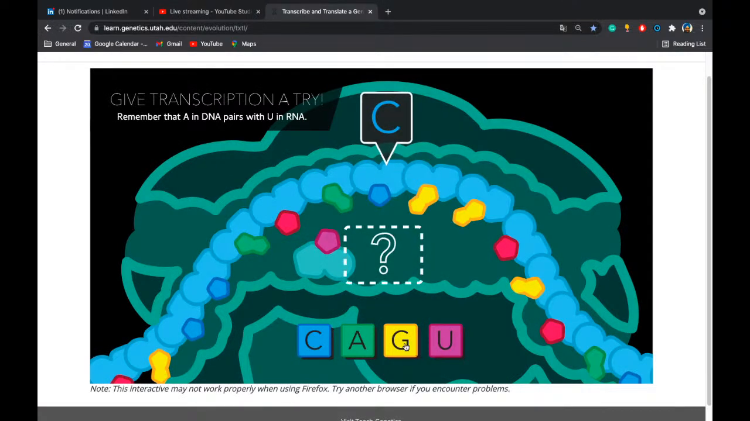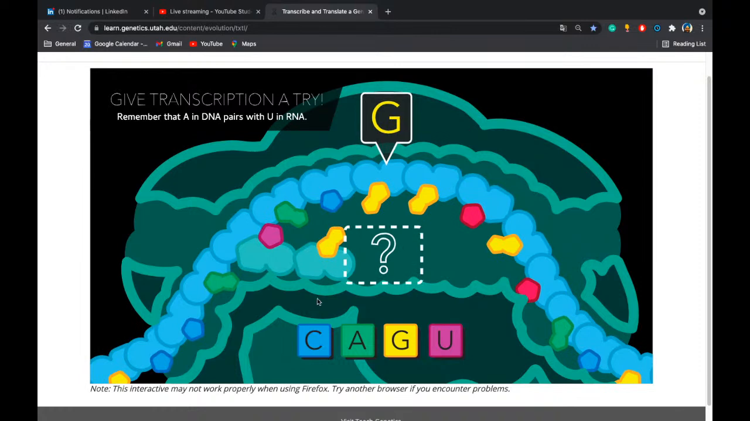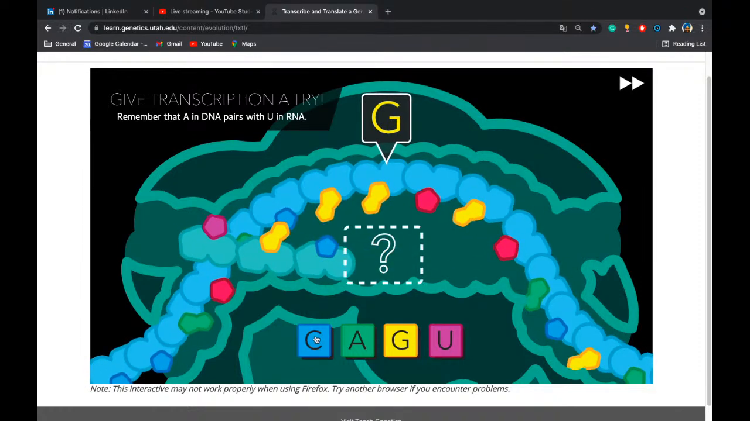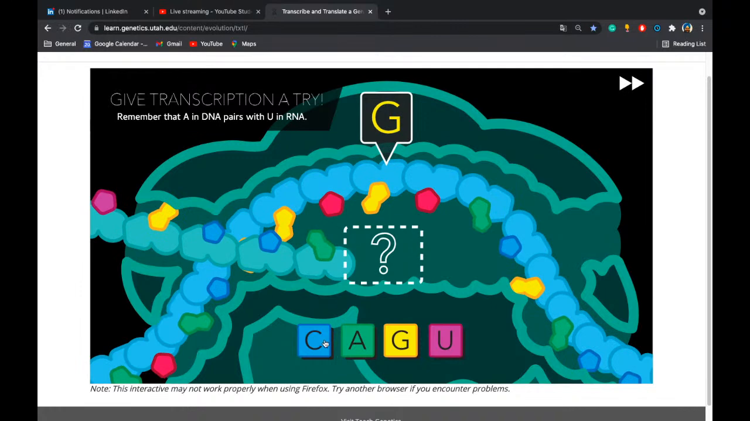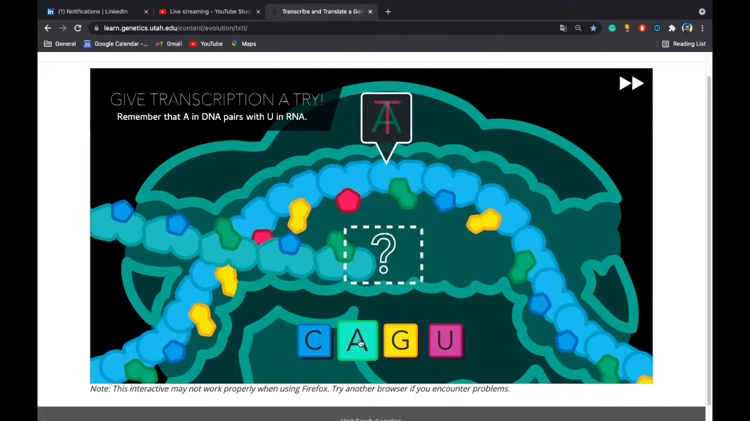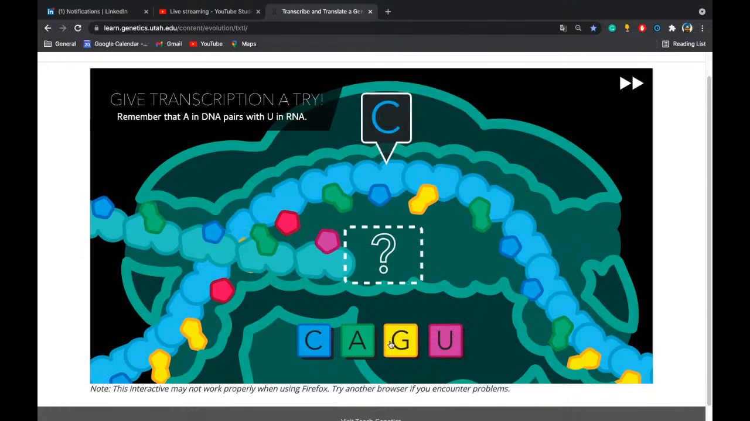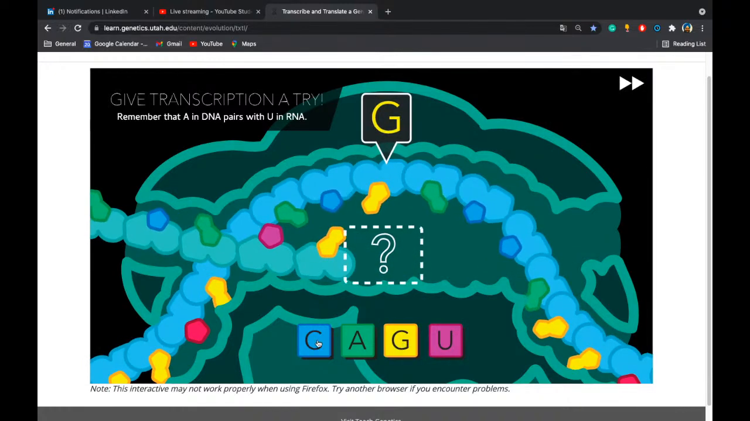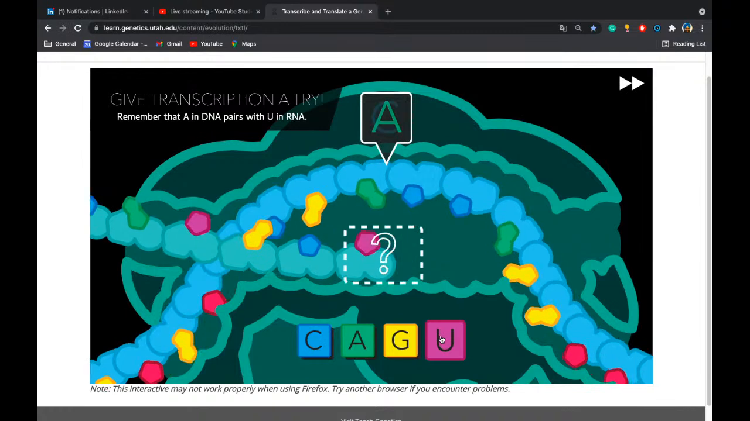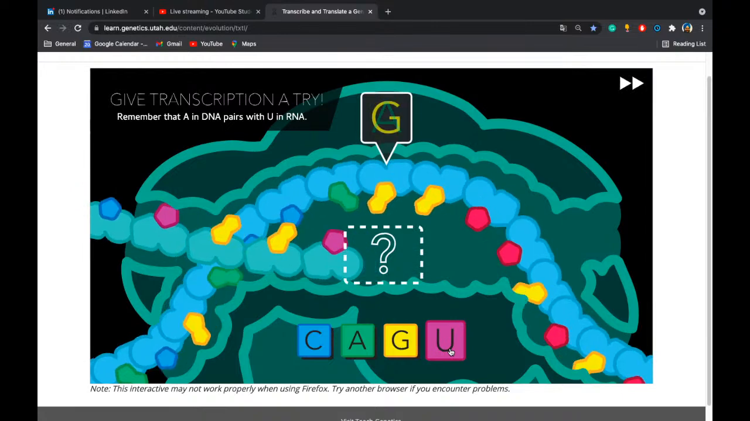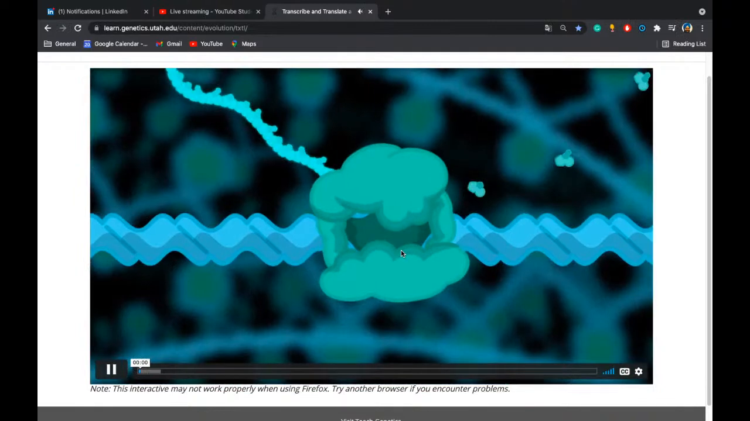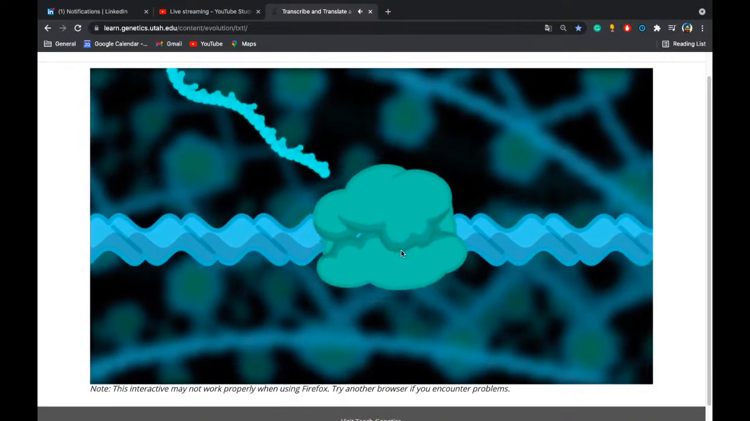So C pairs with G, and G pairs with C. If T is there, it will not pair with U. It will pair with the A. G with C, T with A, A with U, C with G, G with C, A with U, C with G, G, U, C, like this. When the end of the gene is reached, transcription is complete.